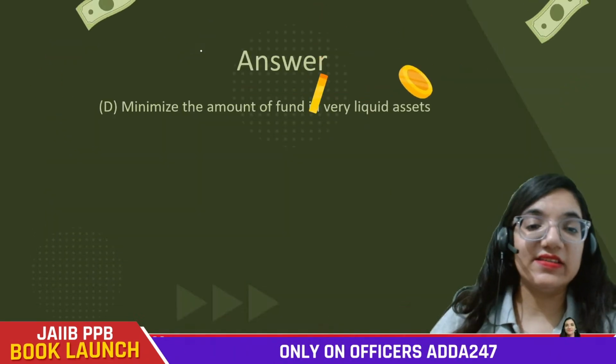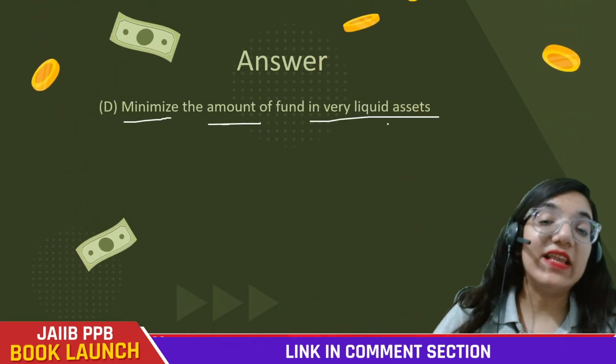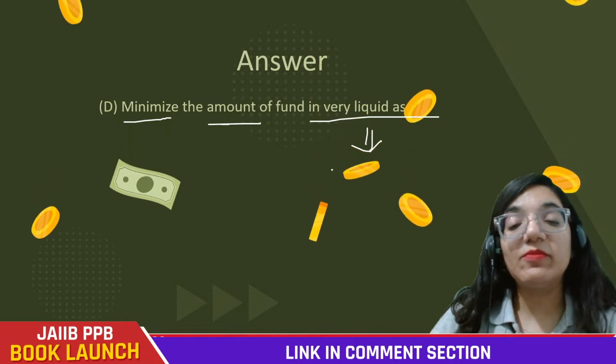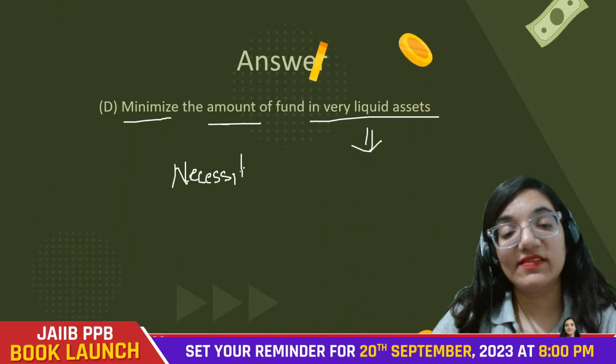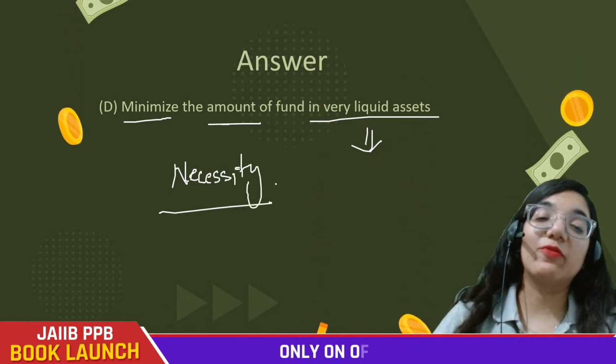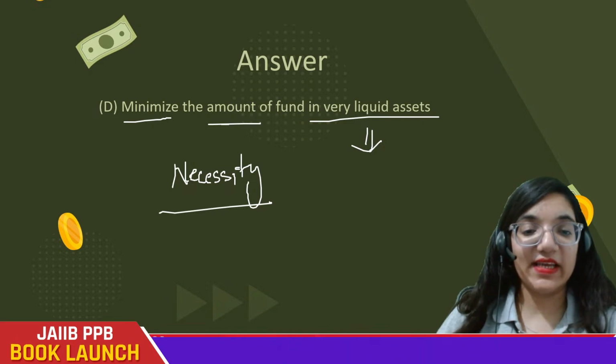So the correct answer is, you will try to minimize the amount of funds in very liquid assets. So you will keep the money which is a necessity in terms of very liquid assets, remaining will not be that. Okay?